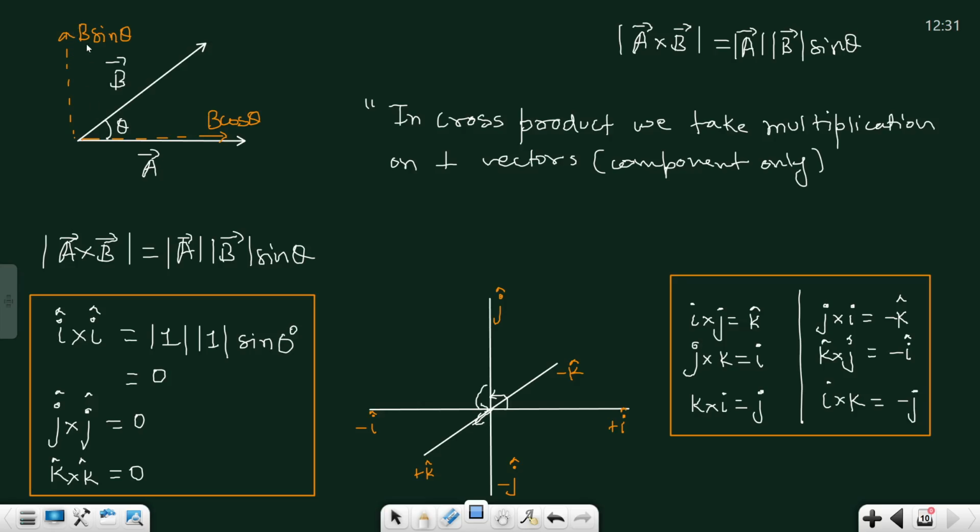Okay. So technically this is the correct definition. If B is inclined with A, it will have some component which is perpendicular to A and some component along A. Okay, so we will take only the perpendicular one.